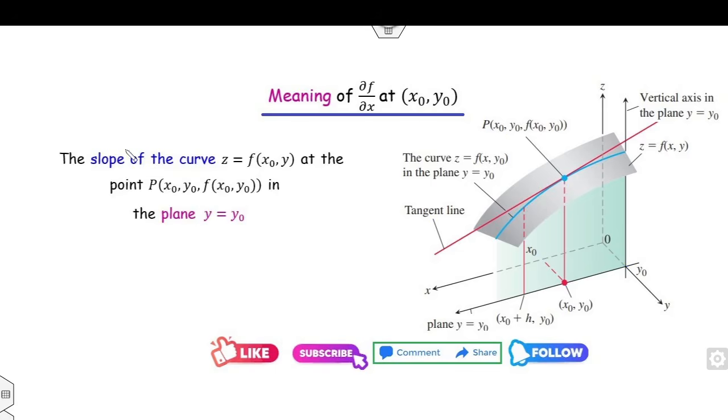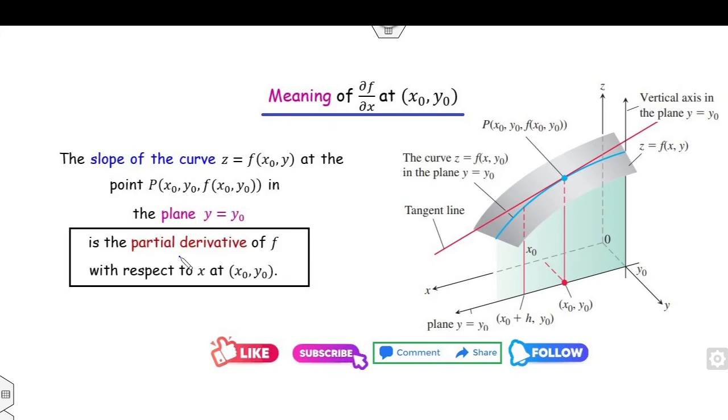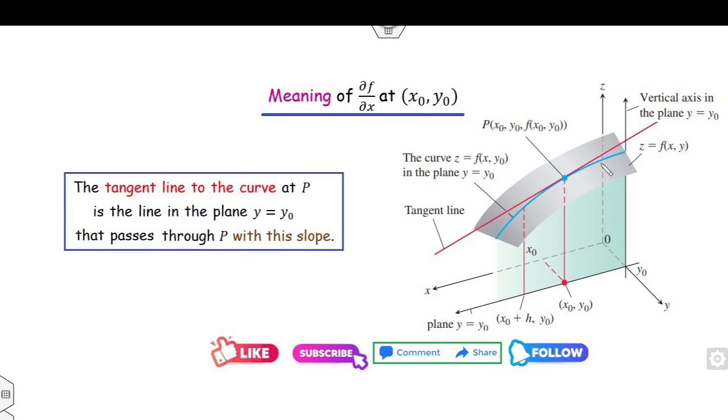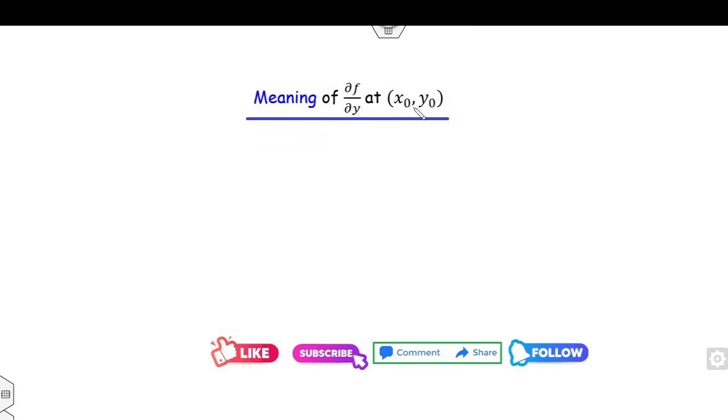So that means the slope of the curve z at the given point in the plane y equal to y naught, keeping y naught fixed, is known as the partial derivative of f with respect to x. And the tangent line you have drawn always passes through this point P, and the slope is given as del f upon del x. Similarly, you can define the partial derivative of f with respect to y.